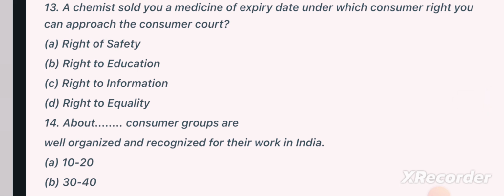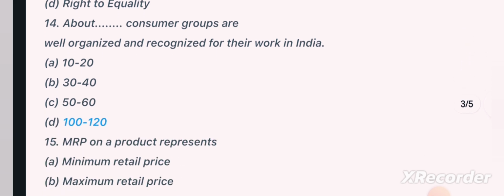A chemist sold you a medicine of expiry date. Under which consumer right you can approach the consumer court? A. Right to safety, B. Right to education, C. Right to information, and D. Right to equality. Next question.